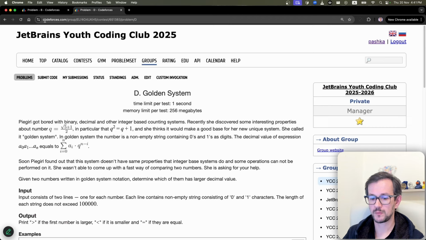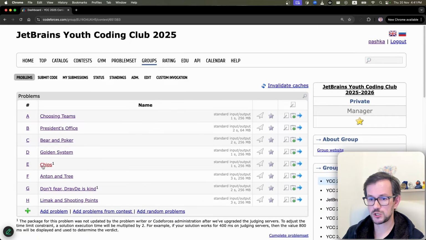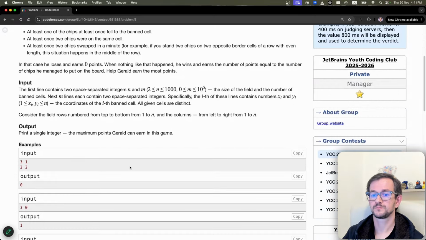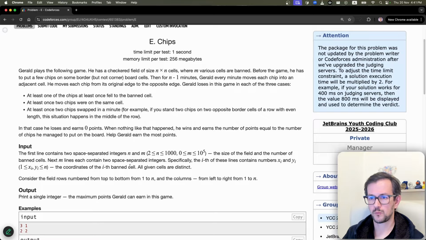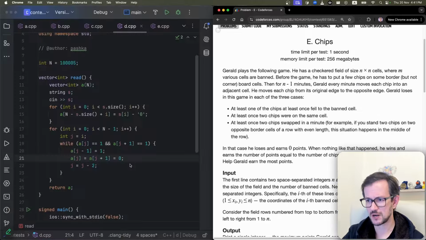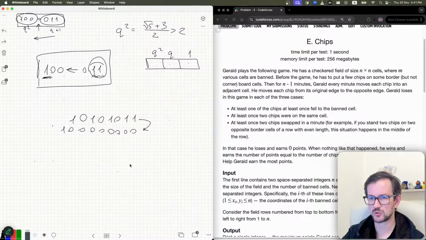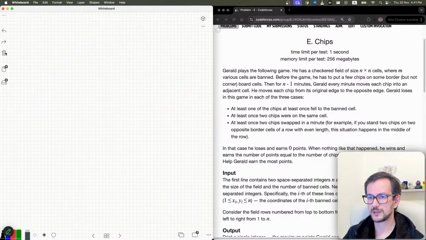Let's move to problem E. Problem E was about chips. Problem E is actually surprisingly easy. I thought it would be much harder when I first read it and tried to understand what's going on, but it turns out to be very easy. So what's happening in problem E?